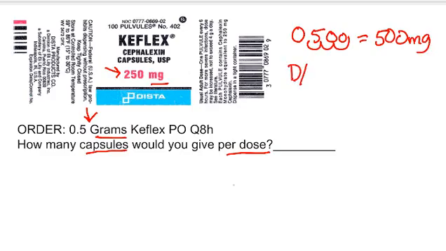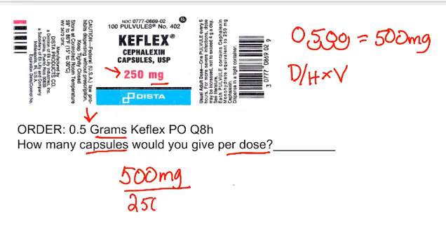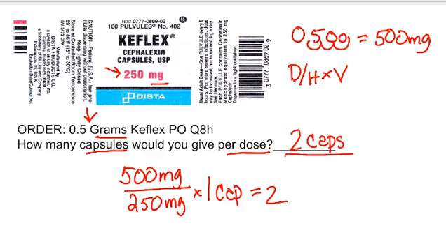And I'm going to use my D over H times V formula. So what is my D? My doctor's order is 500 milligrams. Now I have to find out my concentration. What do I have? I have 250 milligrams times 1 capsule. I'm going to do that math. 500 divided by 250 equals 2. So I'm going to write it on my line, 2 caps, right there.